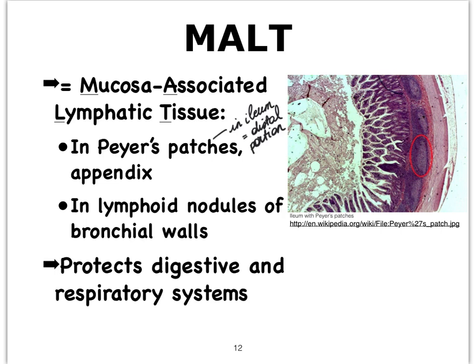As a matter of fact, what we're looking at in this slide is a slide of the wall of the ileum, so the distal portion of the small intestine. And these oval-shaped regions here are part of what we refer to as MALT. The appendix will also have MALT, and as we said, parts of the respiratory system, so we will see little lymphoid nodules in the bronchial walls.